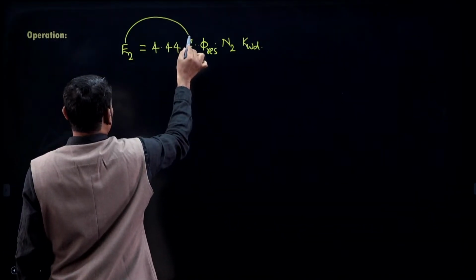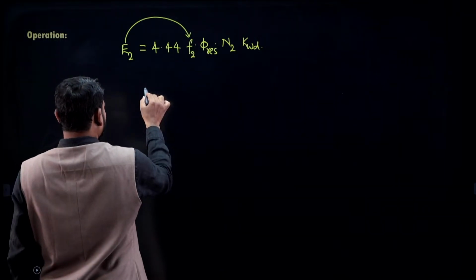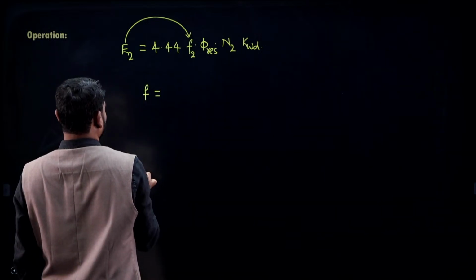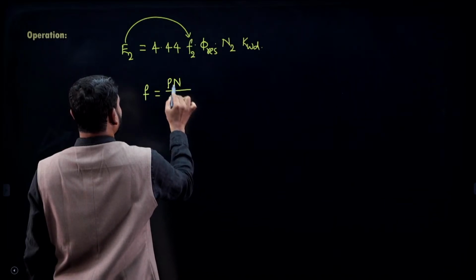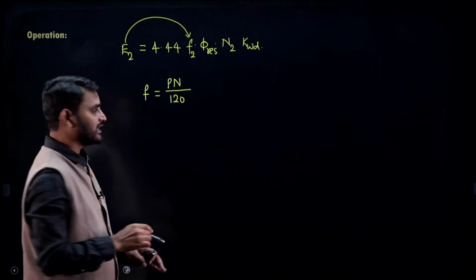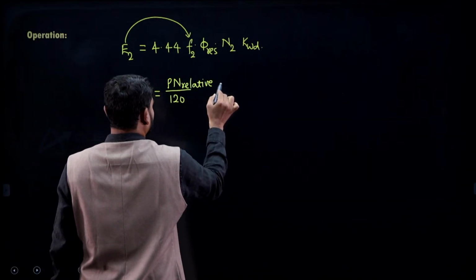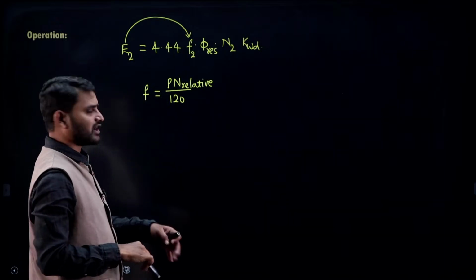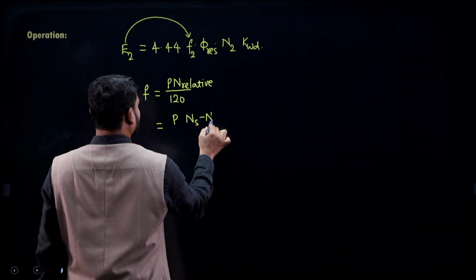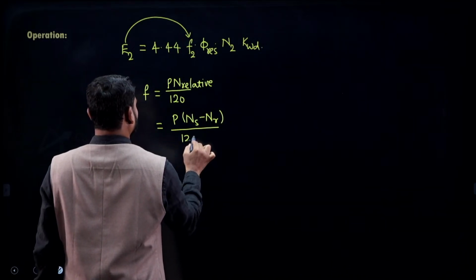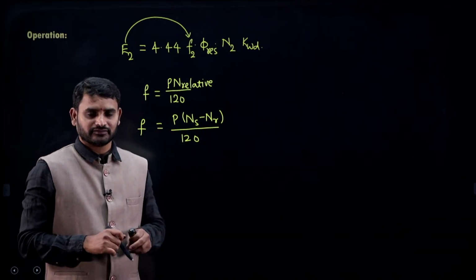So the induced EMF is proportional to the frequency of induced EMF. Generally we write frequency of induced EMF like this, Pn by 120. It is not P into Ns by 120, it is actually Pn by 120. This N is relative speed, or slip speed. So you can write it as Ns minus Nr divided by 120. That means the frequency of induced EMF depends upon relative speed. It is like this.